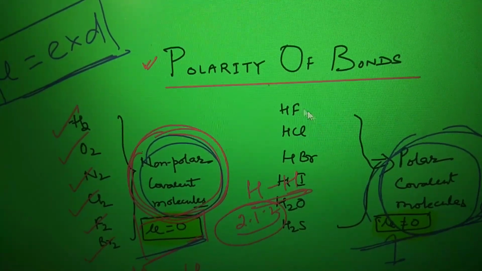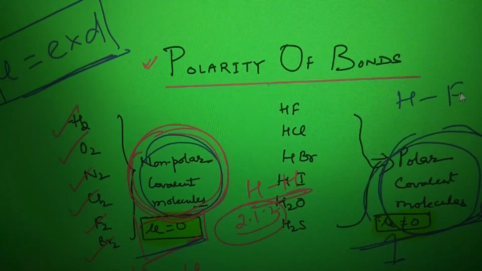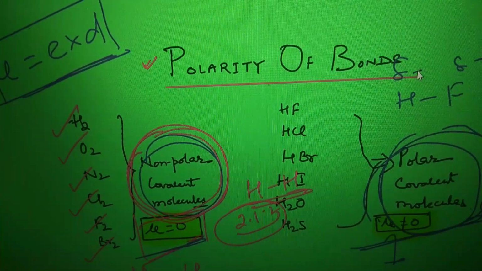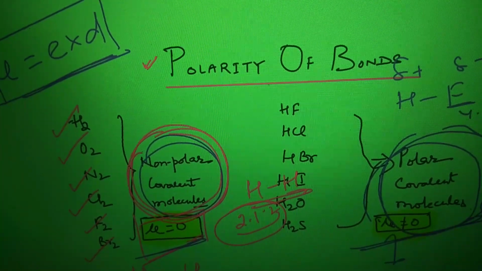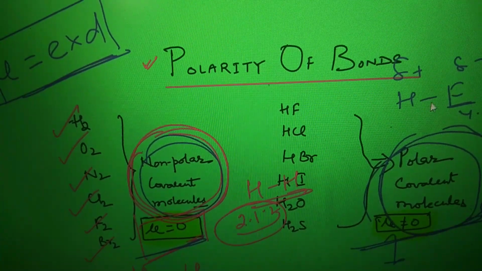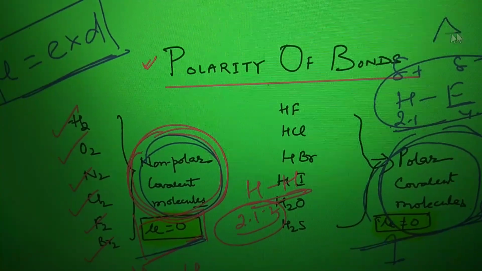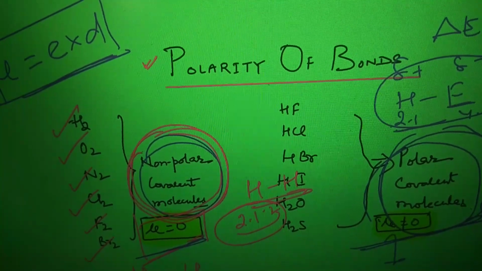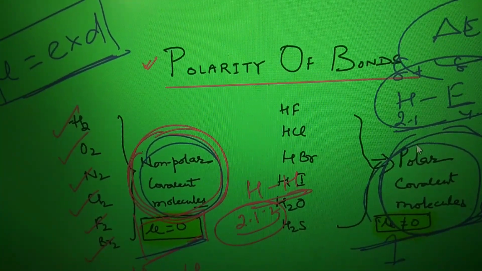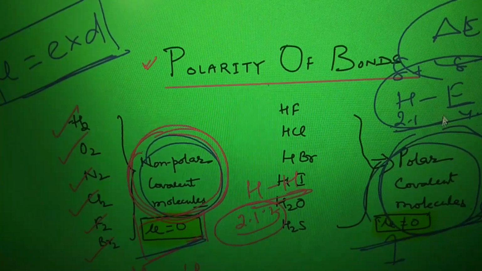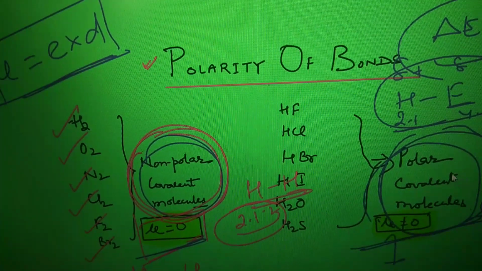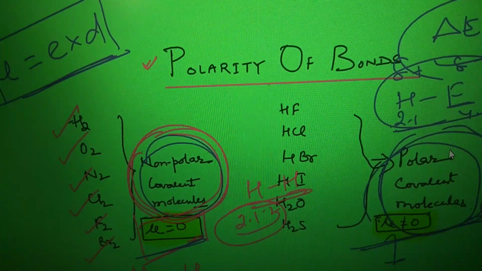So HF, you see. In case of HF, there is an electronegativity difference. Fluorine has an electronegativity of 4 and hydrogen has 2.1. So there is an electronegativity difference between these two, so it is a polar molecule. HF is a polar molecule, so it has a dipole moment which is not equal to 0.